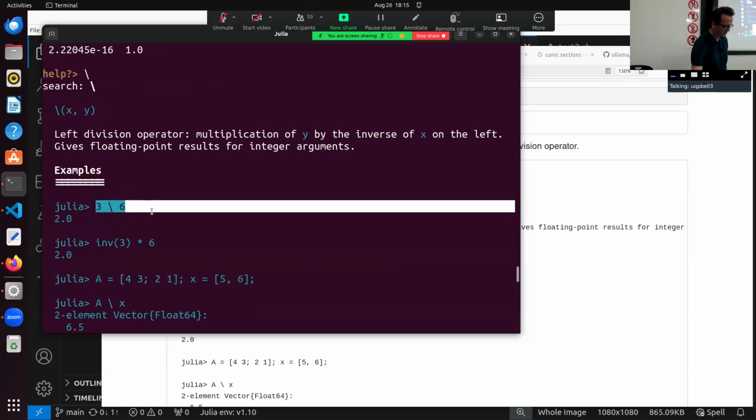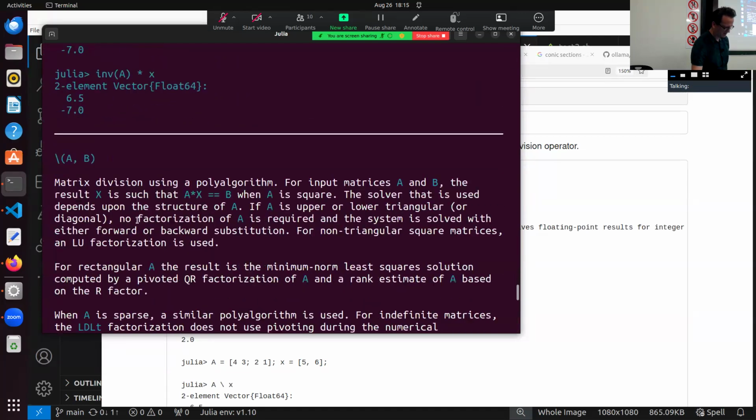If it's scalars, it's kind of boring, right? But this guy is kind of a hint. It's like matrix division using a poly algorithm. Anyone heard of a poly algorithm before? A poly algorithm is an algorithm of algorithms. It's an algorithm that decides which algorithm I'm going to actually apply depending on the attributes of A. Underneath, this guy is incredibly sophisticated. It's choosing which type of factorization to do, doing a matrix solve on this thing based on the properties of A.